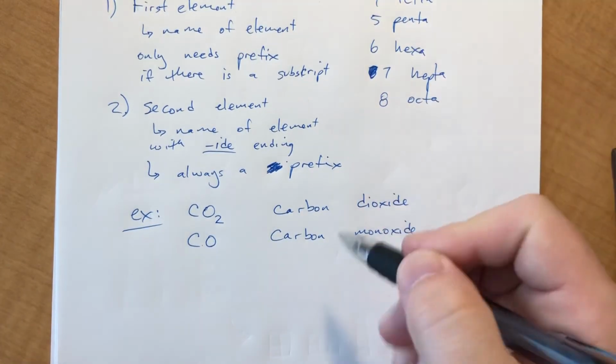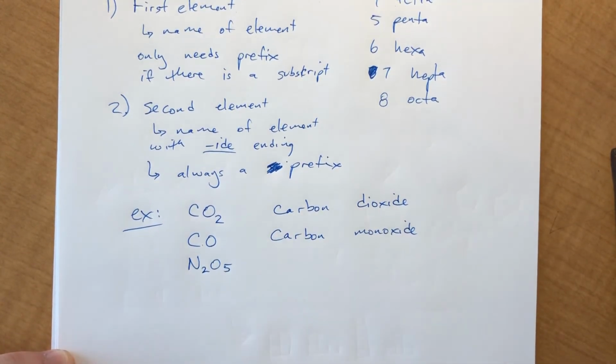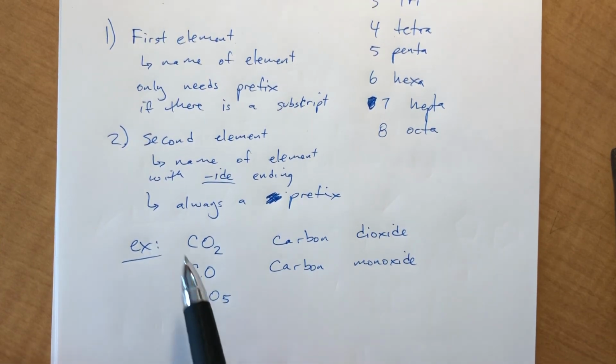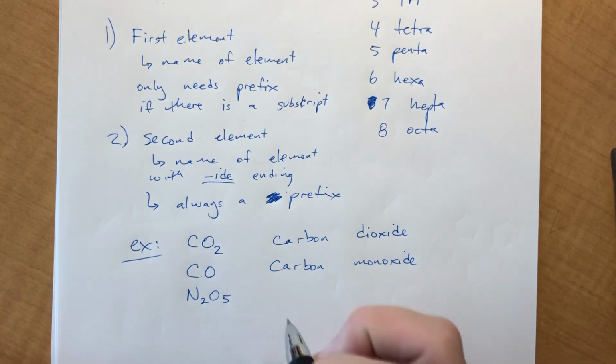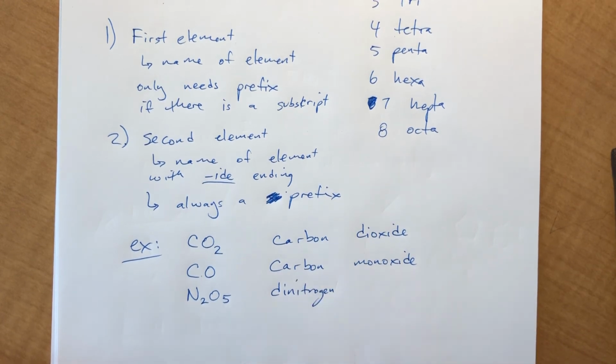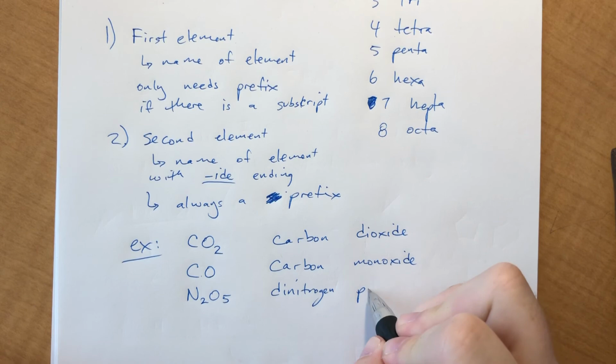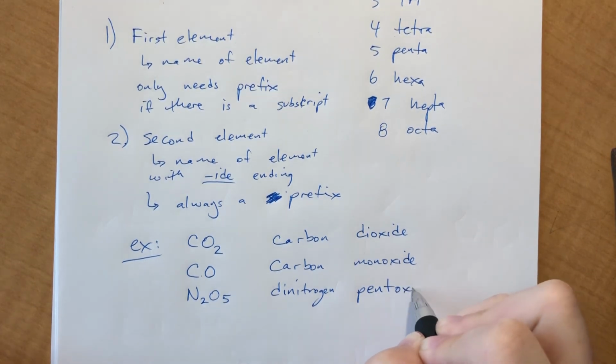You just blindly put prefixes on things. Okay. N2O5. The first element is nitrogen. It does have a subscript, so we're going to put a prefix on it. The prefix for 2 is di, so this is dinitrogen. And then the prefix for 5 is penta, so pentoxide.